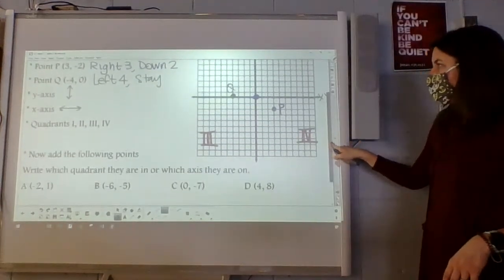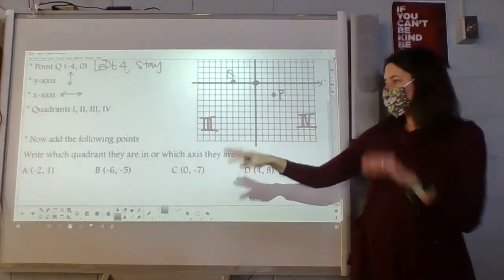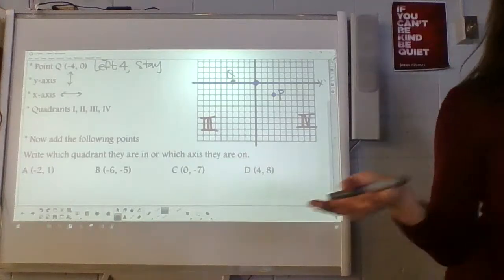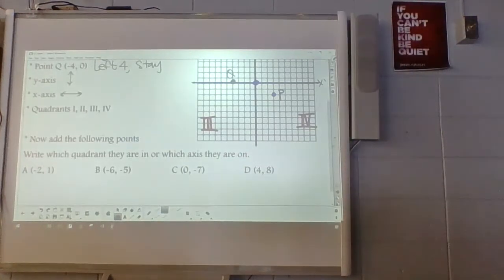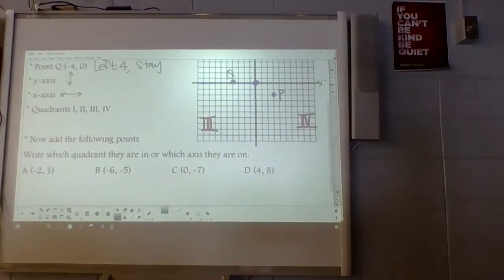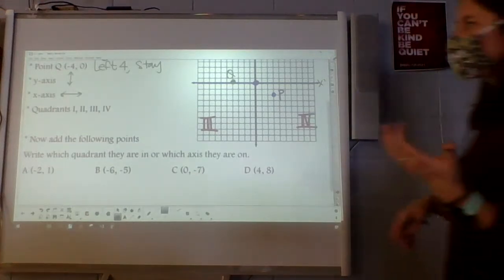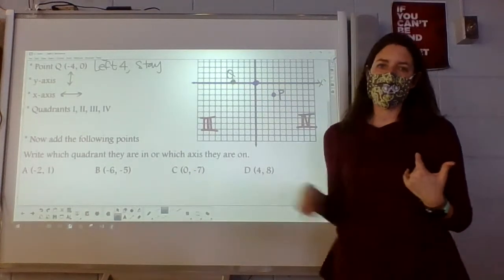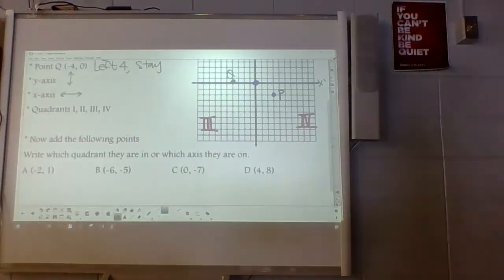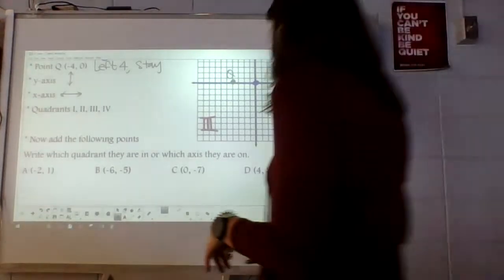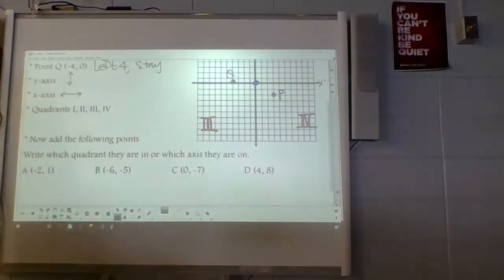They ask us to add the following points, A, B, C, and D. So put those points on the graph, and then write which quadrant or which axis they're on. If it's right on an axis, like point Q would be on the x-axis, we'd say that. It's not in a quadrant then, it's kind of on the boundary line. So if you guys want to take a minute to add those other points, if you haven't already, you might have to change what quadrant they're in if you have that written down wrong.